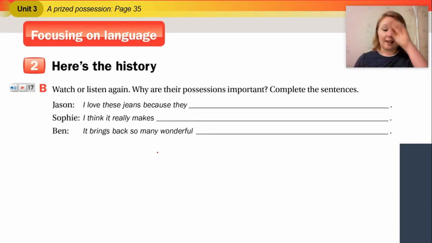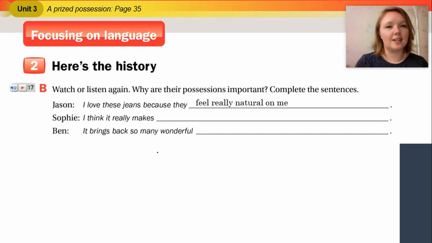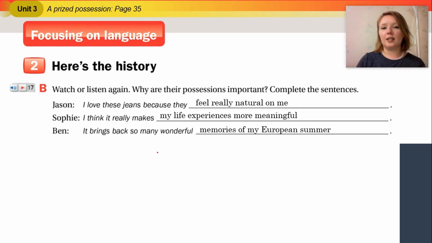Okay, let's go ahead and check your answers. Jason said he loves those jeans. Why? He said, "I love these jeans because they feel really natural on me." For Sophie's diary, she said, "I think it really makes my life experiences more meaningful." And Ben said, "It brings back so many wonderful memories of my European summer." So they talked about where they got their possessions from, how long they've had them, how they use them, and why their possessions are important to them.